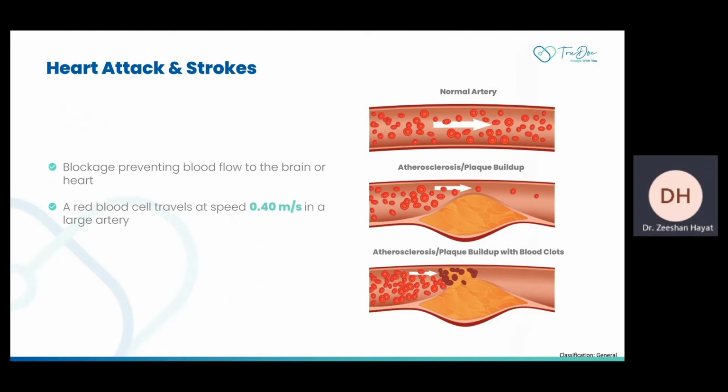Now, when we say what a heart attack and what a stroke is, it is basically less blood supply and less oxygen to either the heart or the brain. So when we say a heart attack, it means that there's less blood flow to that area and oxygen is not present. If you look at the first slide on top, this is how normal blood flow looks.